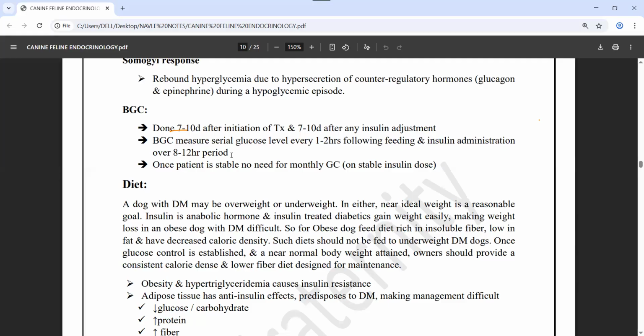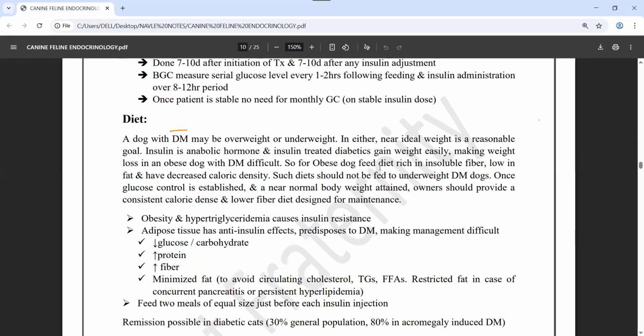And even in this, for the first day you can do it in the hospital, and on the next days you can train your owner so that they can perform this and make these curves at home also. Once the patient is stable, there is no need for monthly glucose curves. They are on a stable insulin dose. Only when the signs reappear are you going to recheck. So that was all about glucose curves. I hope you understood the concept, because it is very, very important from the paper point of view. Any MCQ regarding this scenario can come in your exam.